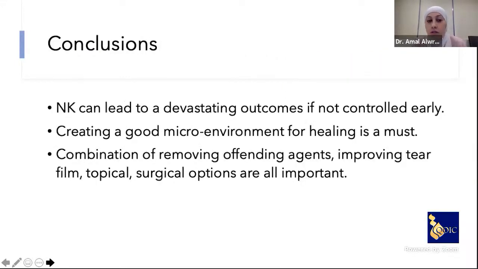So in conclusion, neurotrophic keratopathy can lead to a devastating outcome if not controlled early. We should always create a good microenvironment for the healing, and it is a combination of things: removing the offending agents, improving the tear surface and tear film, topical and then surgical options are all important.